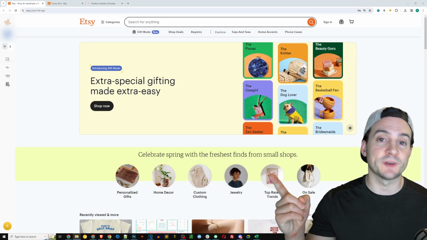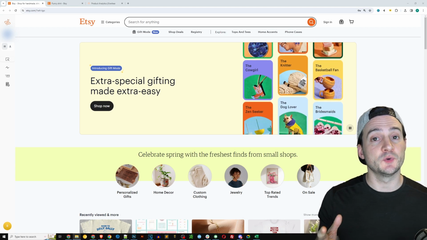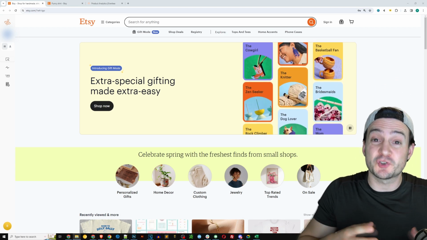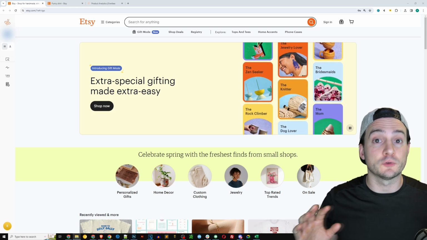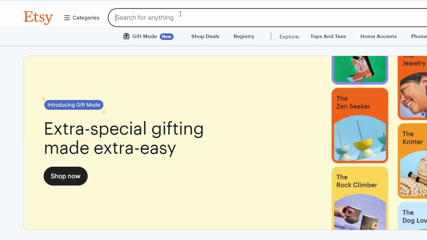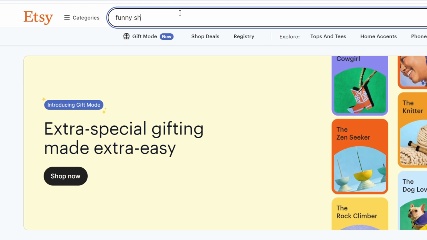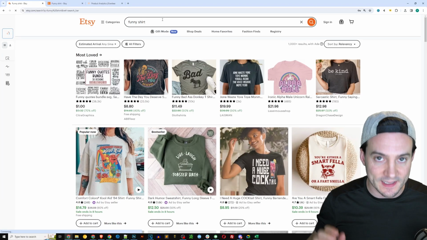All right, guys, so to get started with this exercise, I'm going straight to Etsy.com. Here is where you can do a keyword search. If you're not sure what to look for and you just have a general shop, well, then I might just come up here to the search bar and type something like funny shirt and just keep it very high level.